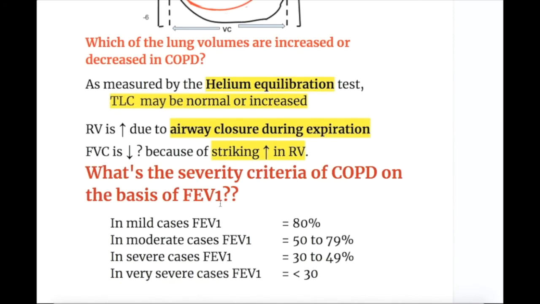Which lung volumes are increased or decreased in COPD as measured by the helium equilibration test? TLC may be normal or increased in the obstructive disorders. Residual volume is increased. Why? Due to airway closure during the expiration. And FVC is decreased. Why? Because of the striking increase in the residual volume. Residual volume is the amount of air that cannot be expelled out of the lung by any means.